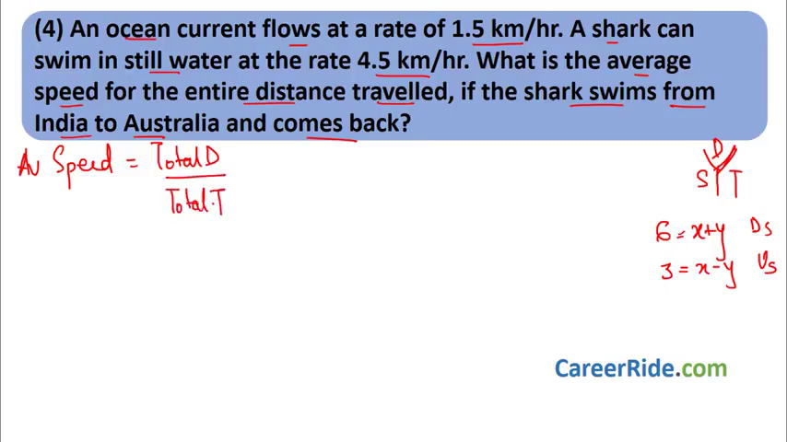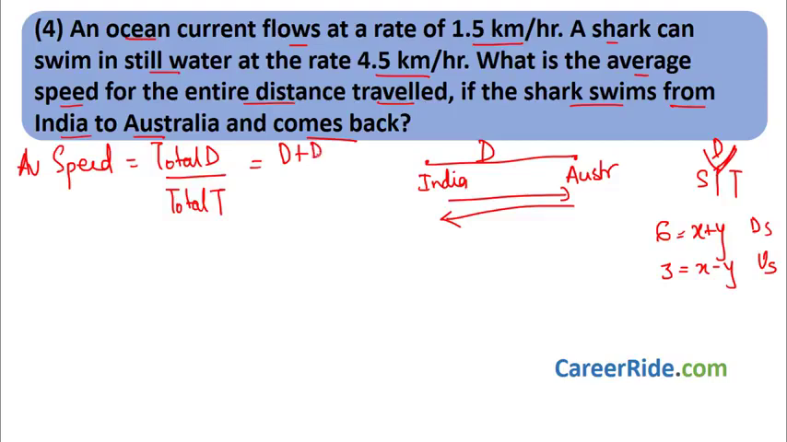Let us find out total distance and total time. The shark starts from India, goes to Australia, and comes back. Do we know the distance between India and Australia? No, we don't even need to know the distance. Let us assume that the distance between India and Australia is d. So the shark travels d kilometers and goes to Australia, again travels d kilometers and comes back to India. So total distance traveled is nothing but d plus d, which is 2d, upon total time.